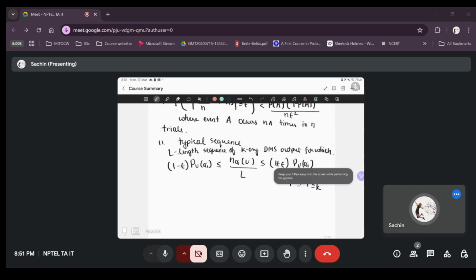From this, we can prove the probability of a typical sequence is between 2 power minus (1 plus epsilon) L H(U) and 2 power minus (1 minus epsilon) L H(U), where u is a typical sequence, that is, u belongs to the typical set.